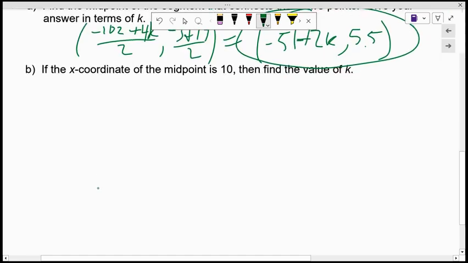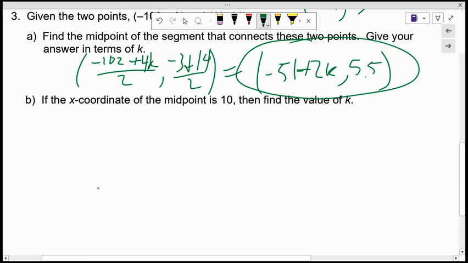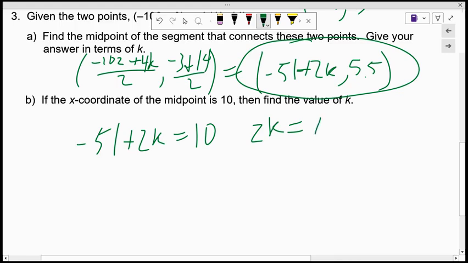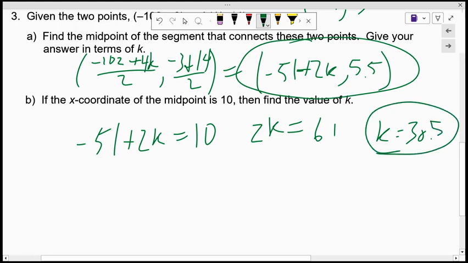So then part B is kind of the next step in these types of problems. They're telling us the x-coordinate is 10. Well, we just need to take what we solve for in part A and set it equal to 10 and solve this, right? So add 51 and divide by 2. So we get 61 over 2 or 30.5.